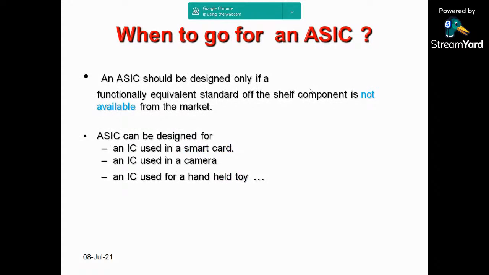Right. When you go for ASIC, of course, I don't have a standard IC available for that particular purpose. For example, I want an IC which is going to control a toy or whatever. If I want an IC for, say, a robotic arm and everything, I need to build a customized controller IC. Then it's definitely not available in the market, so I need to start designing from the beginning.